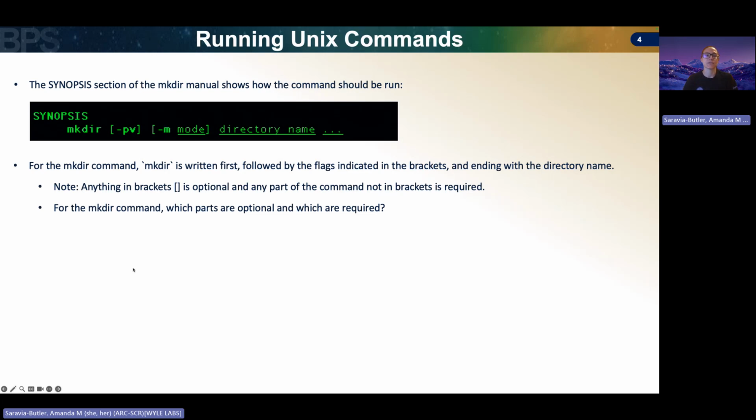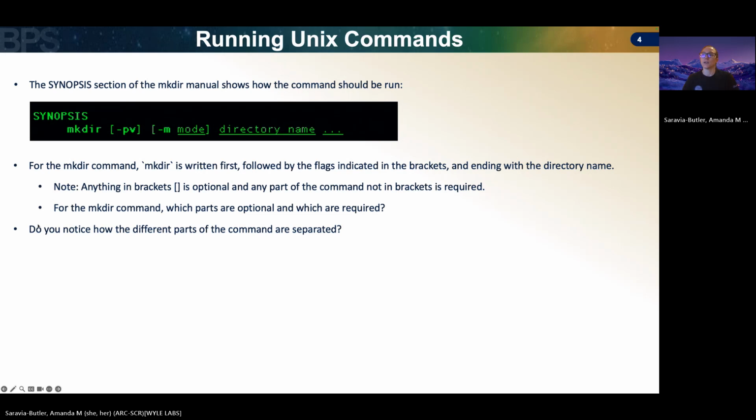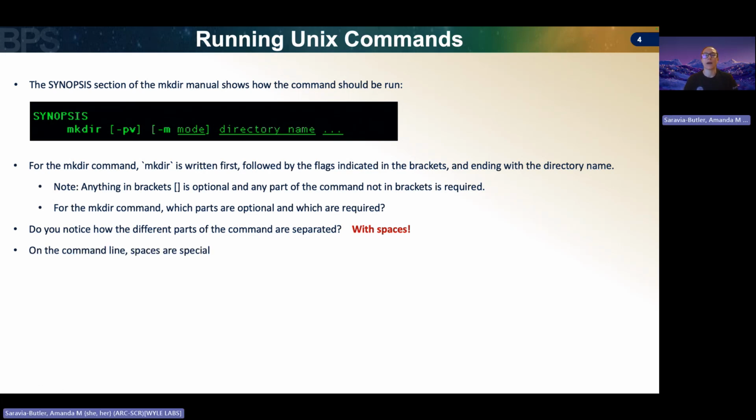I think I already answered this for you, but for the mkdir command, which parts are optional and which are required? So here, these in brackets, so the -pv, -m are examples of optional arguments for the mkdir command, whereas the directory name is going to be required. And do you notice how the different parts of the commands are separated? We did touch on this. They're actually separated with spaces. So on the command line, spaces are very special. Spaces are used to know how to properly separate the distinct parts of a command.